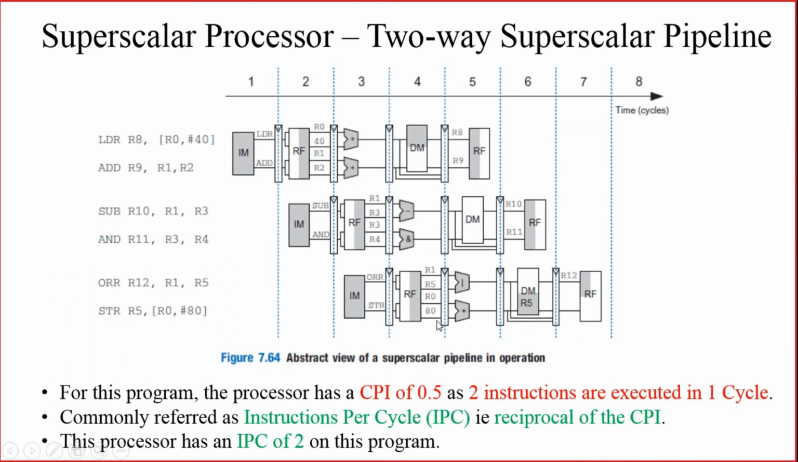So R0 and 80 is added here, and the data which is present in R5 should be stored onto the memory address present in the data memory. Which memory address? Which is the resultant of adding R0 and 80. So here again data memory access is there. So what you are doing? You are reading the content of R5. That content you are storing to this.